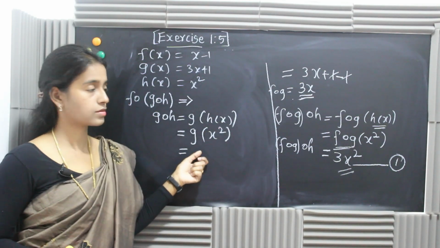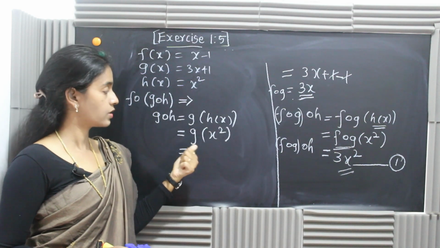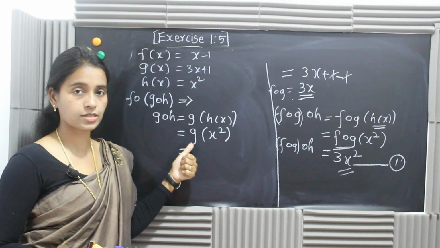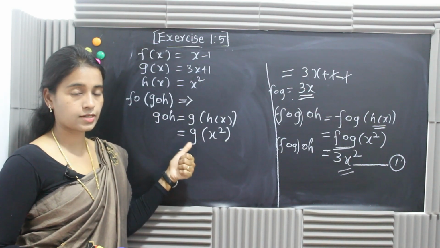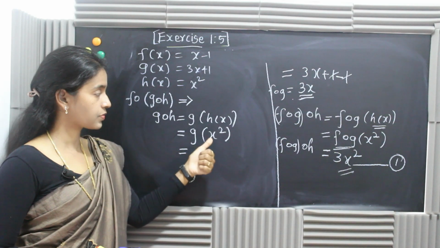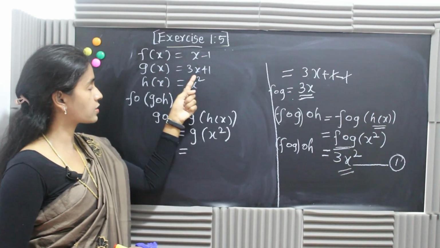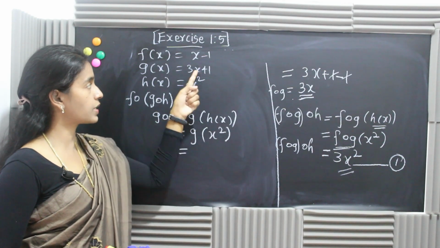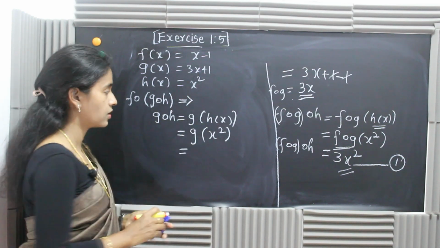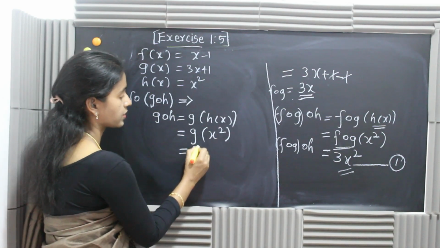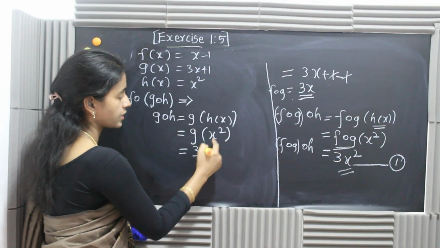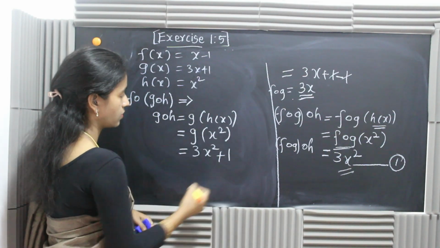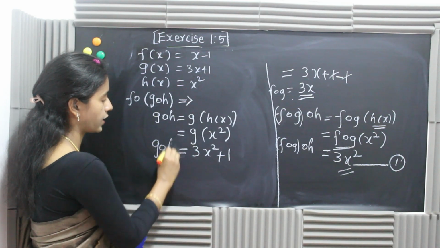And in this line, what do we have to do? Here g is given, so I have to consider g of x. This is g of x, right? In this function formula, I should apply this value in place of x. So what would be the answer? Here 3x, right? 3 into x. The x value is x square, so 3x square, and plus 1. This is g of h.